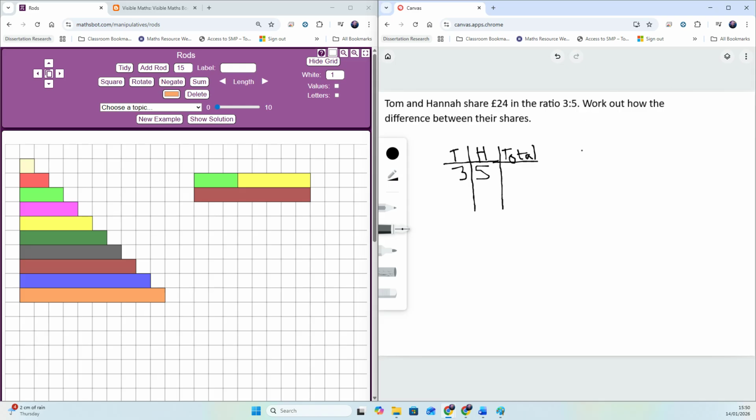And whether it's 2 parts or 3 parts makes very little difference here. If you had 3-part ratio, you'd have 3 columns, you'd add a 4th column. We'd explore those later on. And what we can see here is that total is represented by this 8 rod, or this 8 bar. And it's that total that is the £24.